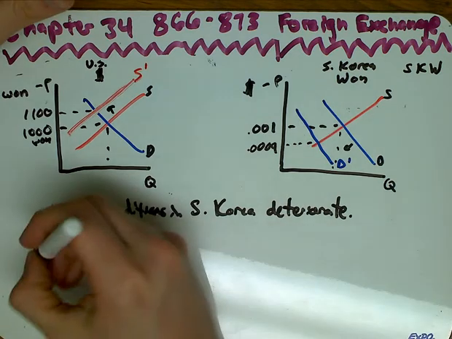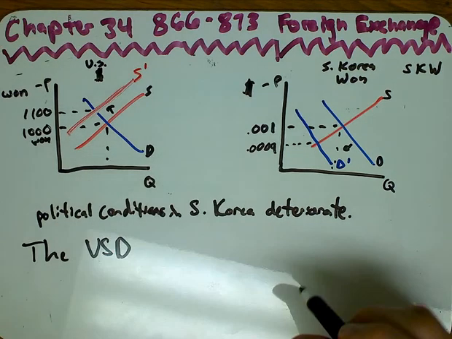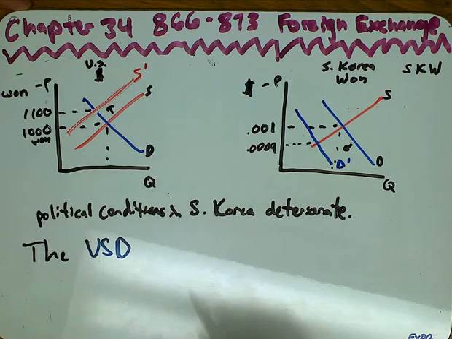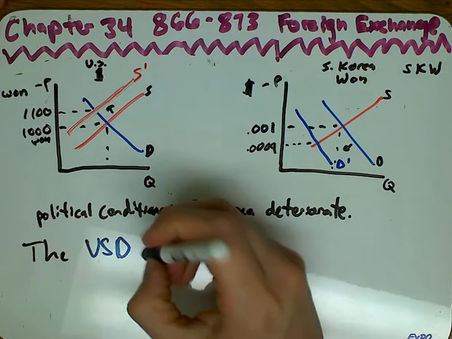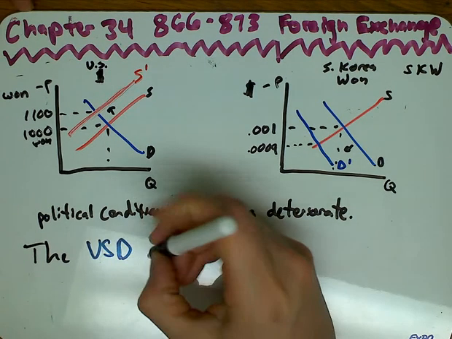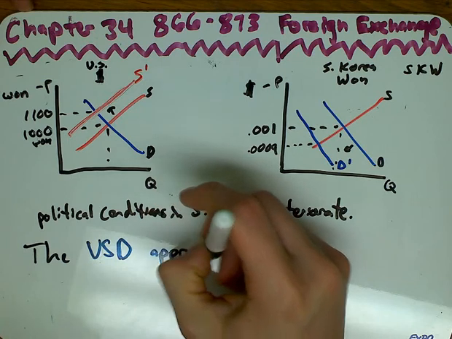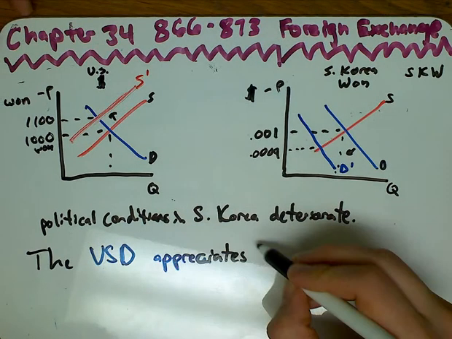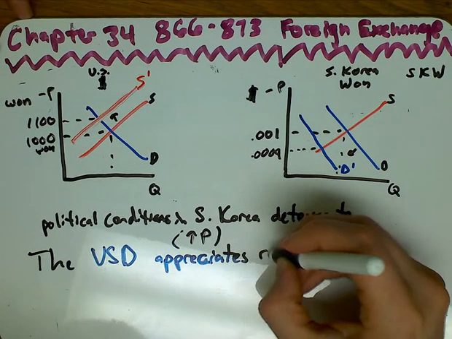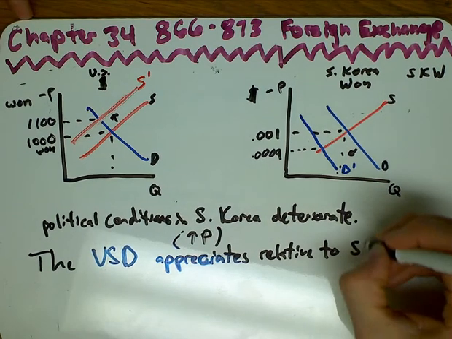The US dollar, the price has gone up. So what is this called? Go to your book and look up what this is called. This is very important. When you say that the US dollar price went up, that's not right on the AP test. You need to say the US dollar appreciates. This does mean an increase in price relative to the South Korean won.